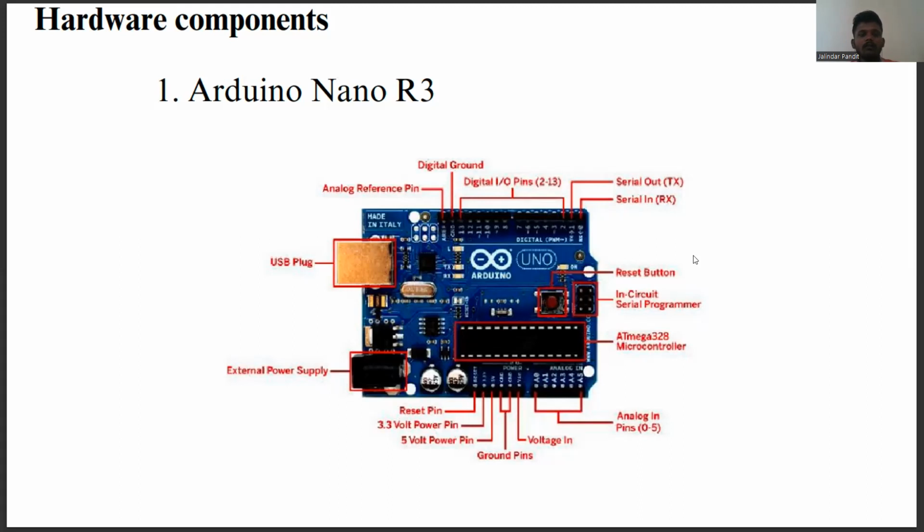The working of the Arduino R3 is based on the Atmega 328P microcontroller, which runs at a clock speed of 16 megahertz, has 32 KB of flash memory for storing the program, 2 KB of SRAM, and 1 KB of EEPROM. The board also has 14 digital input output pins, 6 analog input pins, and supports the UART, SPI and I2C communication protocols.